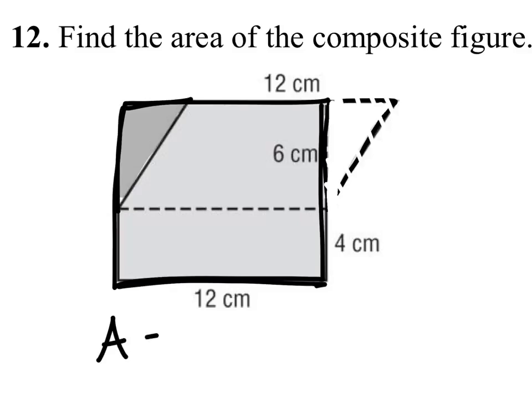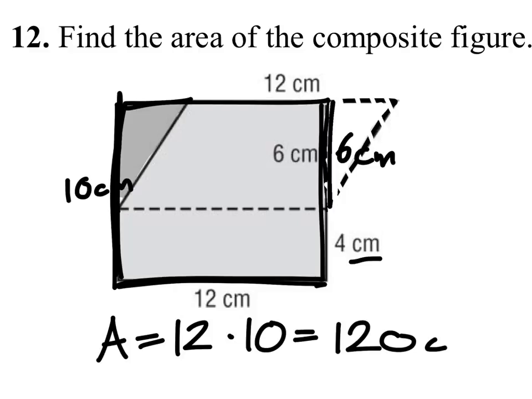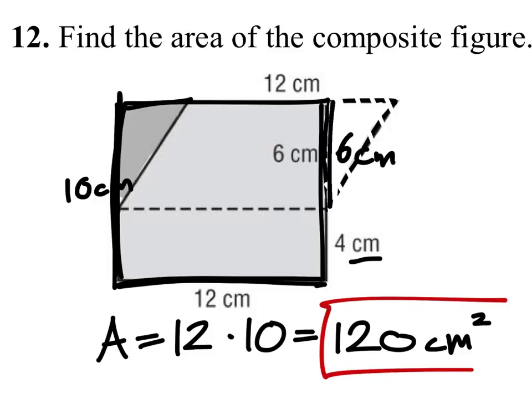Now this length here is 12. So the area of this thing, length is 12 times the height or the width. So it was 6 here, and then 4, making the whole side worth 10 centimeters. So I've got 12 times 10, which would give me 120 centimeters squared as the area.